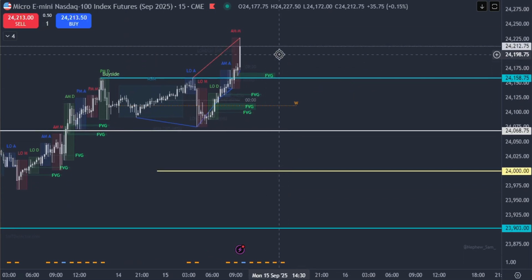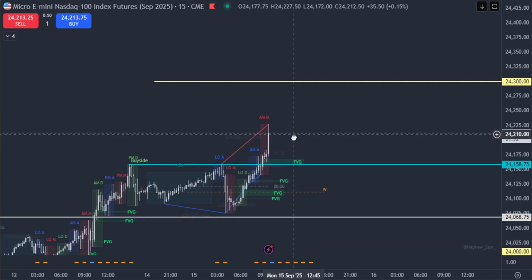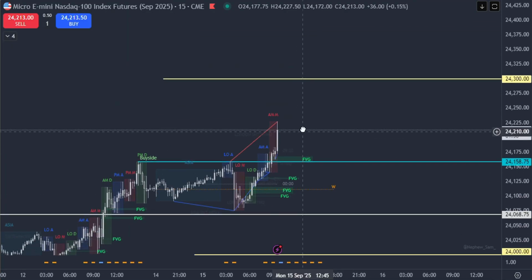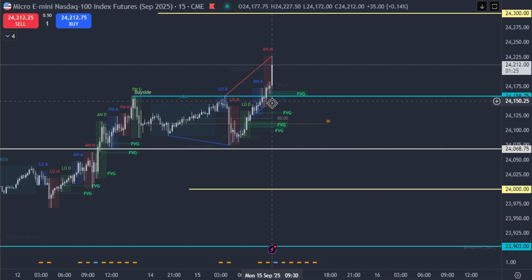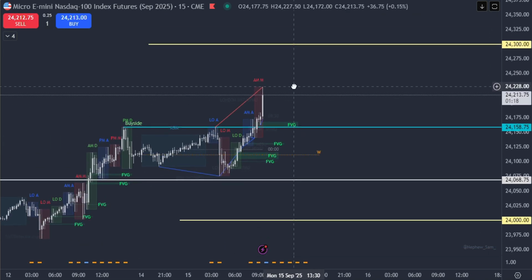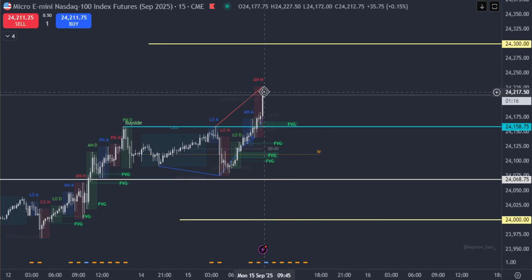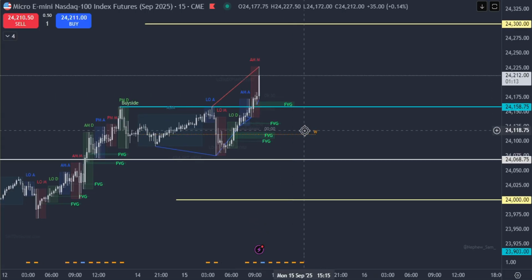So I'm looking for longs, right? If I'm looking for longs, I need to look for some type of retracement, some type of purge, and then I'll look for a long. I'm not gonna look for longs up here. So there's two types of entries that you can look for, right?